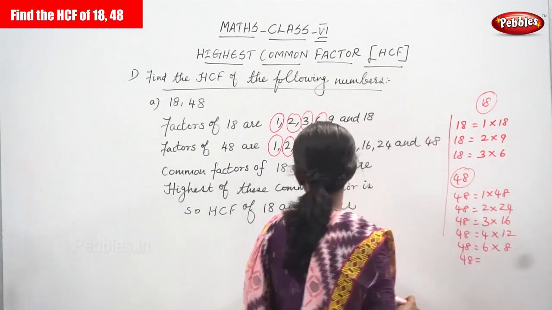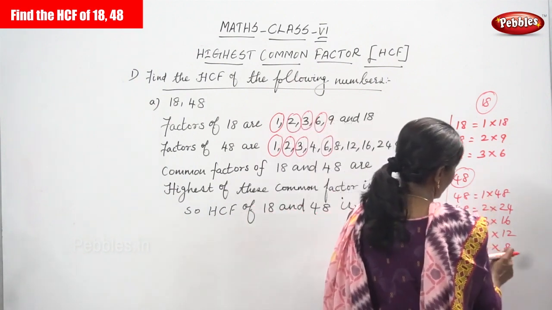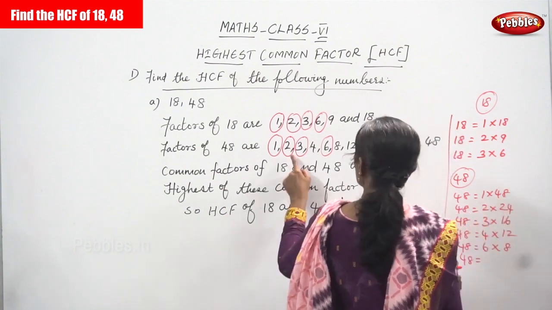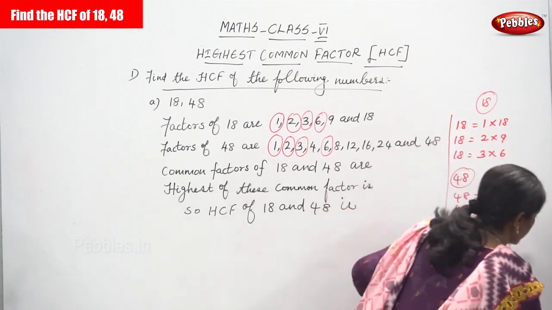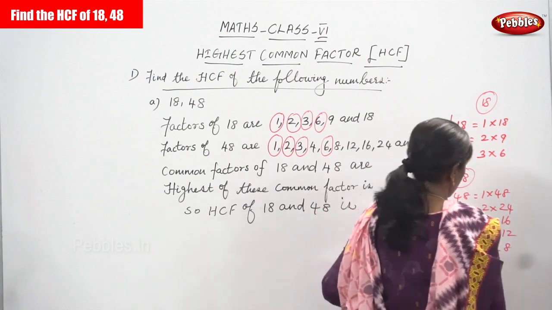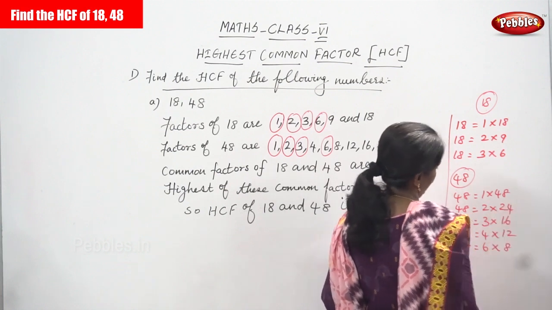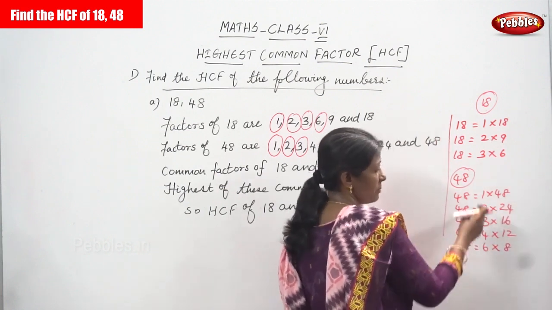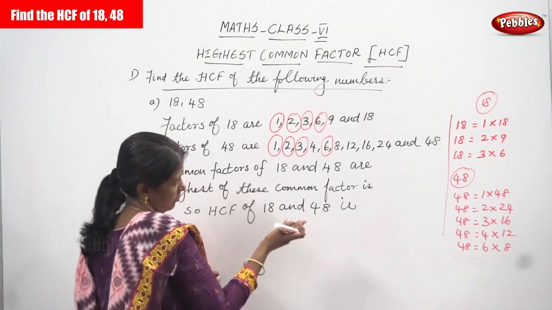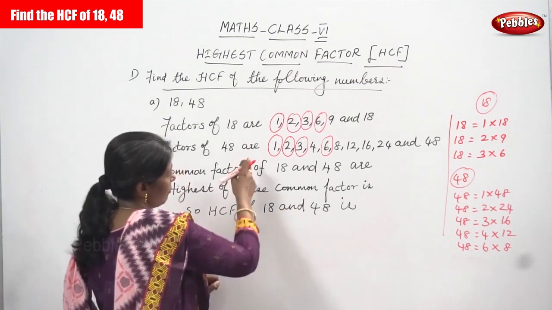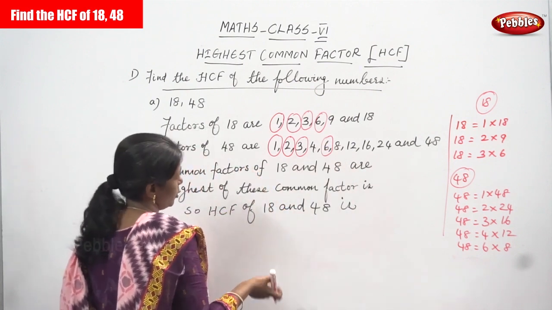Almost we have written all the factors, I think so. These are the possible factors, as well as common divisors. So I've written all the possible factors for 18. Also we can say the common divisor, no issues.